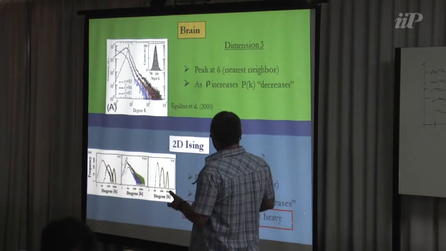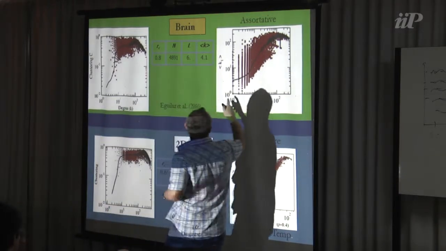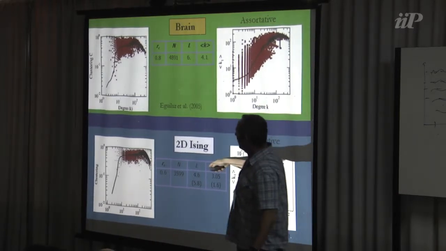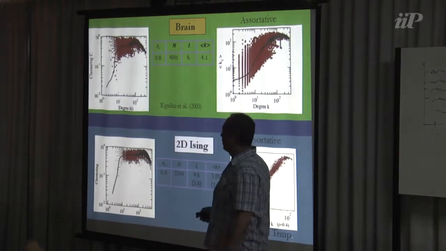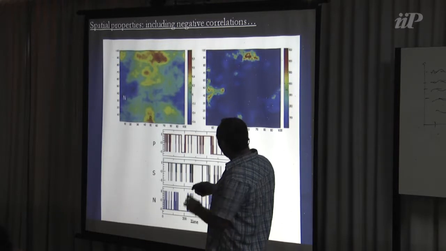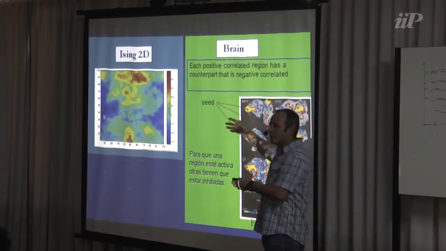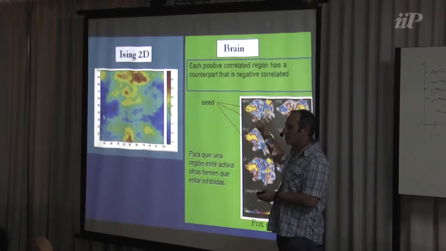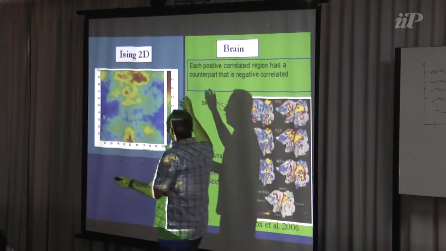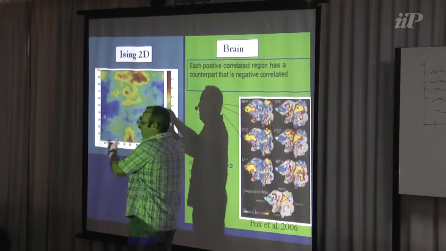So when you study different things, for example, when you study the clustering coefficient as a function of the degree, or when you study the average degree of the neighbors of a node of degree k, you see that there is really a much similarity between both models. For example, if we study spatial correlations, we can see that in the brain, typically in functional connectivity, you put a seed and you study what are the regions in the brain that are connected with that.